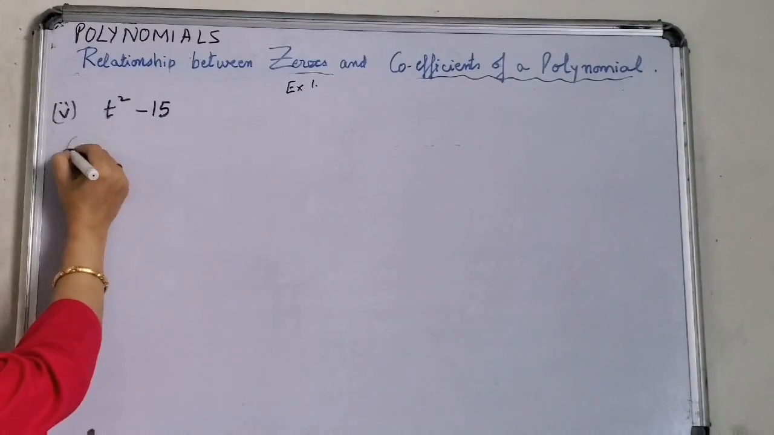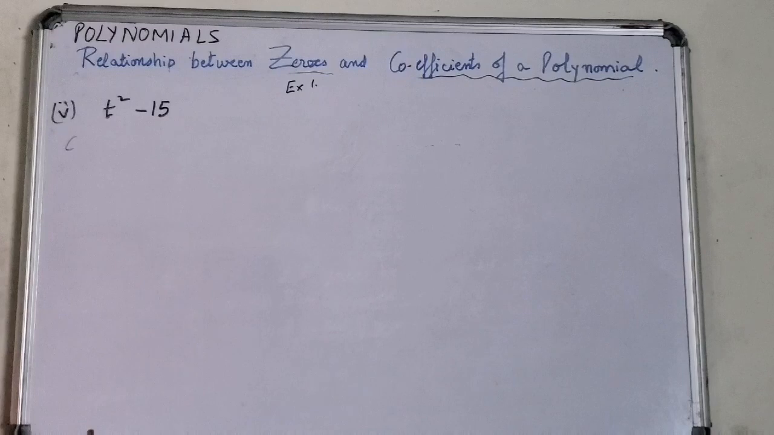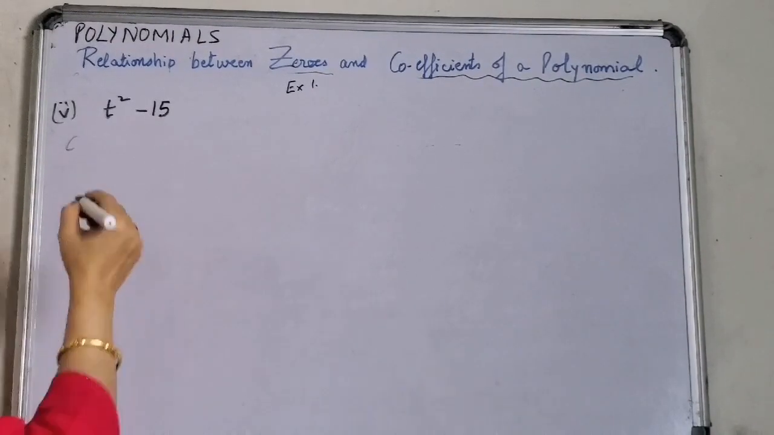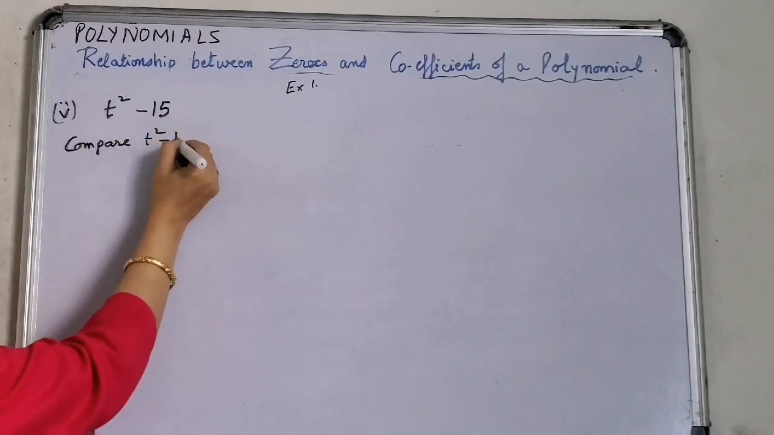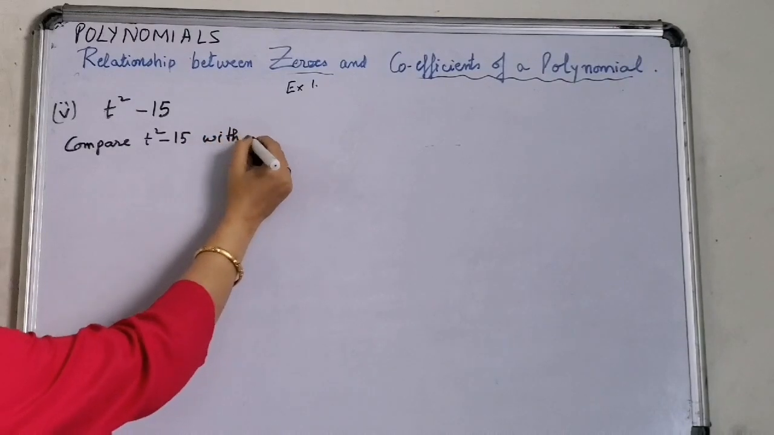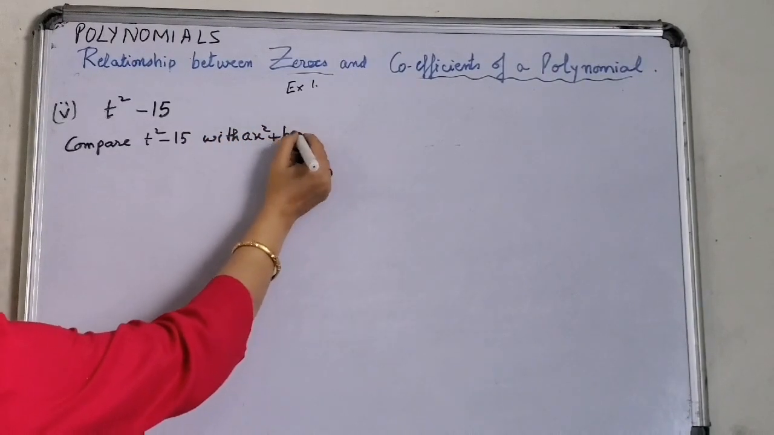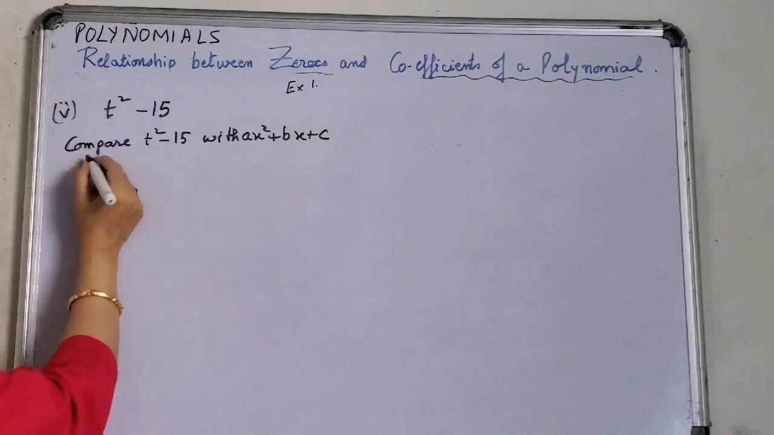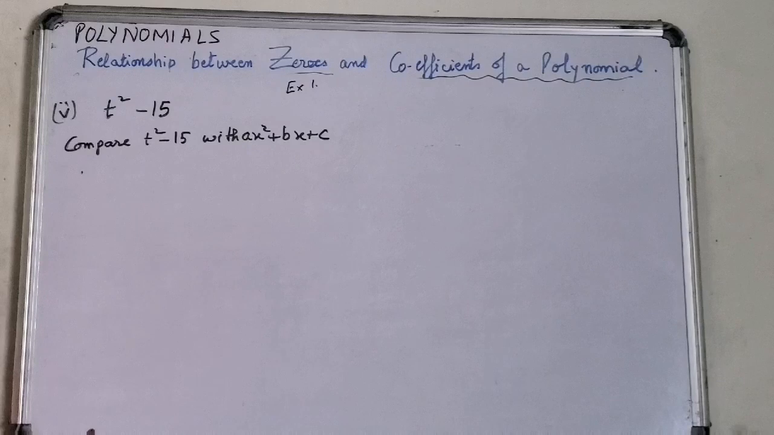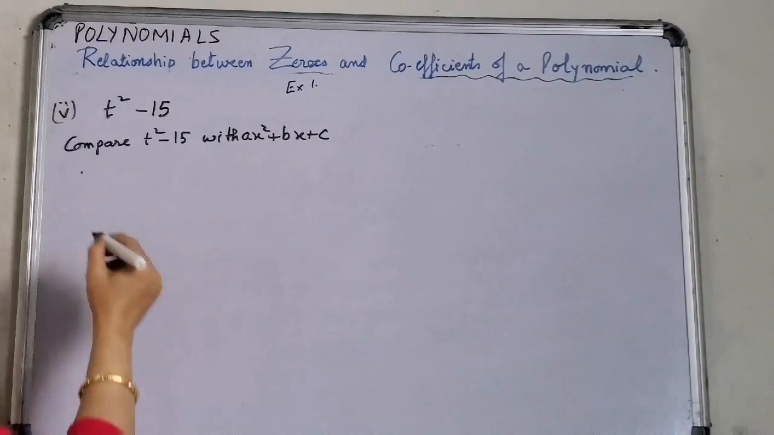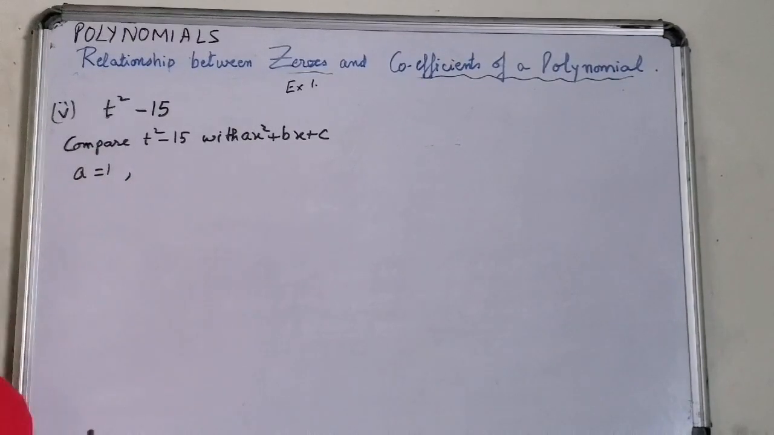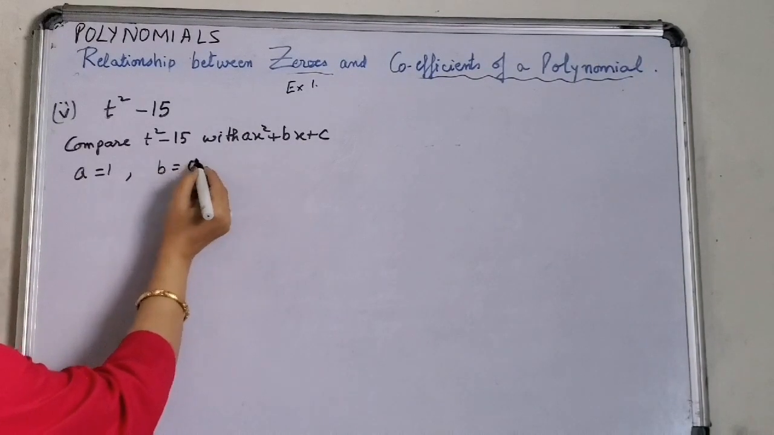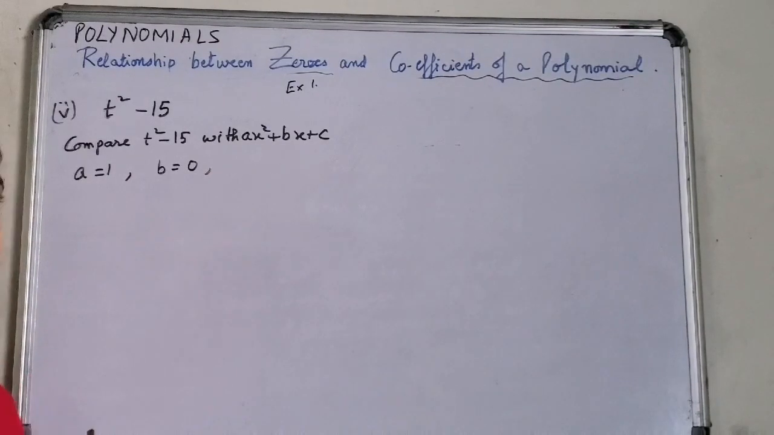I am going to compare it so that I get the coefficients, the values of a, b and c. Compare t square minus 15 with the standard polynomial ax square plus bx plus c. What do we get? t square is acting like x square, and the coefficient of t square is 1. It means the coefficient of x square is 1, so a is 1. We don't see any t in the given polynomial, right? So it means there's no x over there, so we'll put b equal to 0. Yes, we can see the constant c is there, and c is minus 15.